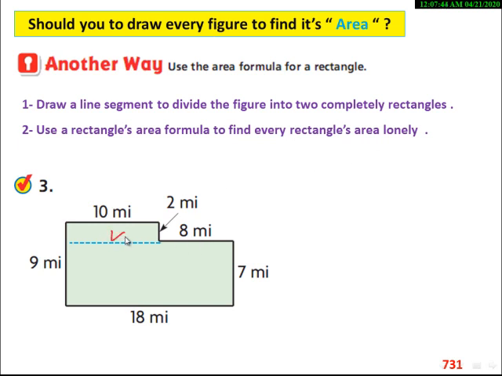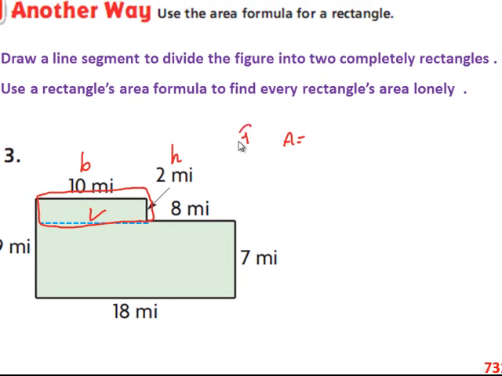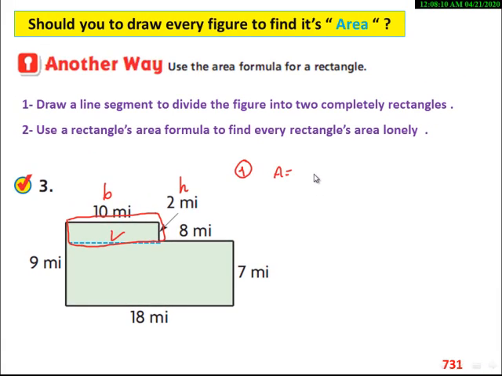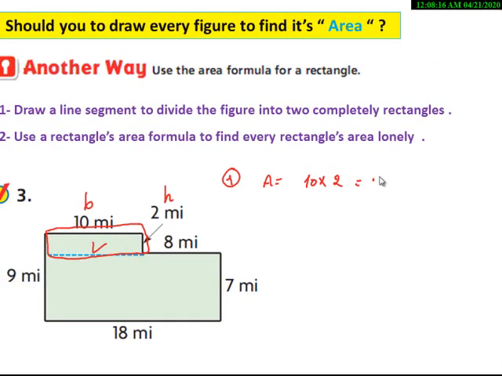Here, I'm going to start with the first rectangle, which is on top. Its base equals 10, and its height, yes, 2 millimeters. So the first area is base times height, 10 by 2 equals, great, 20 square millimeters.